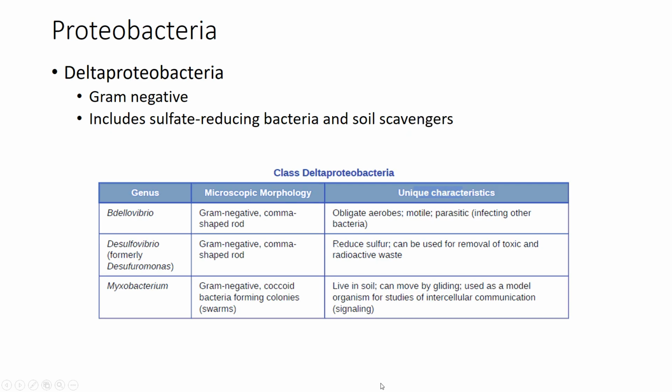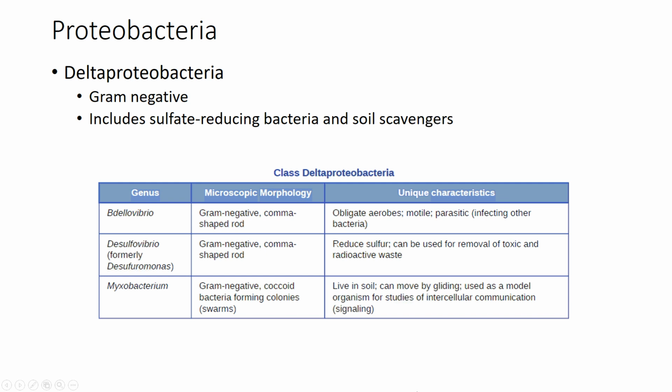The next group of proteobacteria are the delta proteobacteria. These, continuing in the gram-negative, are going to be non-disease-causing bacteria. They are going to be more sulfate-reducing bacteria. Not going to really study those quite as much in the class.